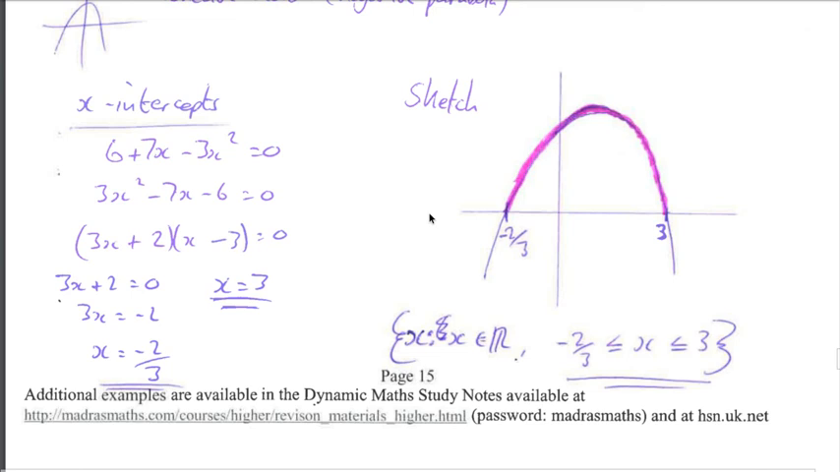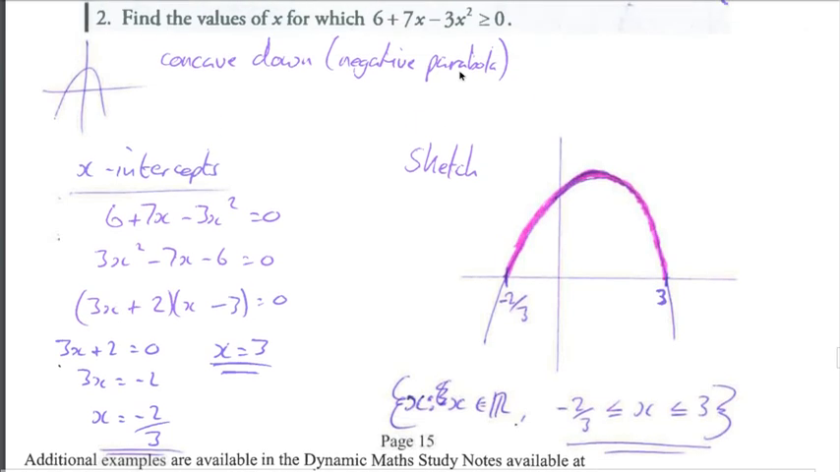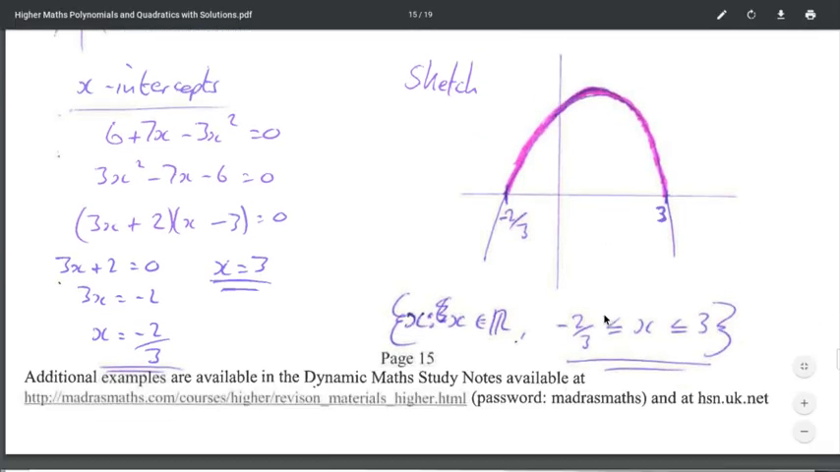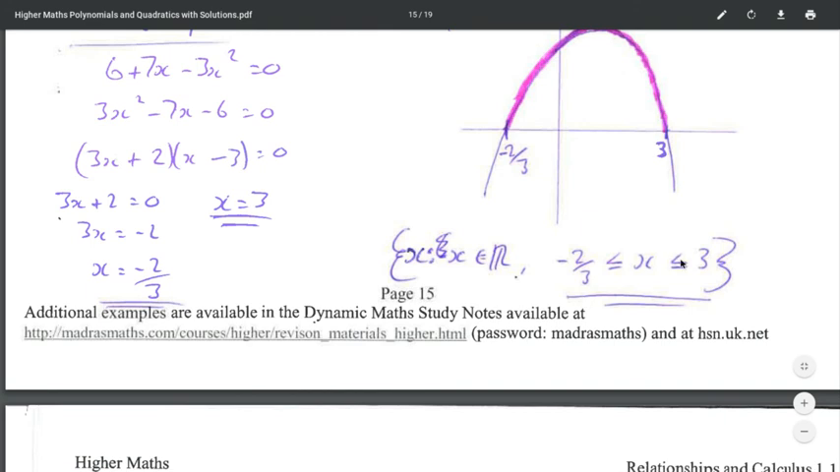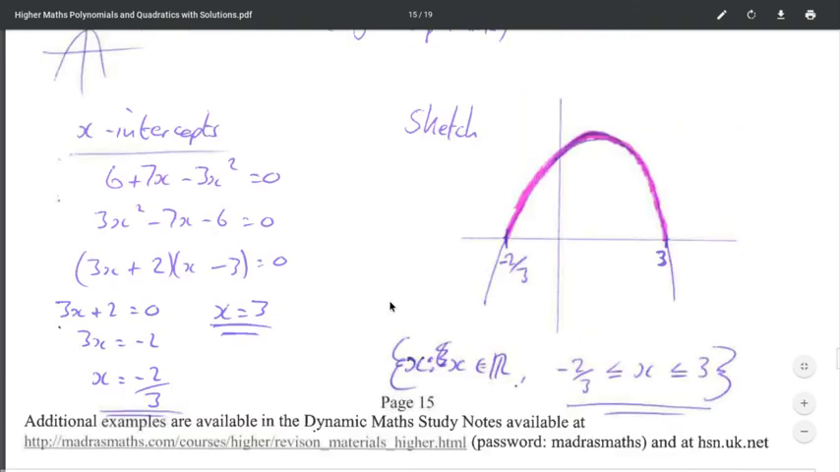This time, because it's greater than or equal to 0, we're going to have to include the -2/3 and 3 in our solution. So x is greater than or equal to -2/3 and also less than or equal to 3.